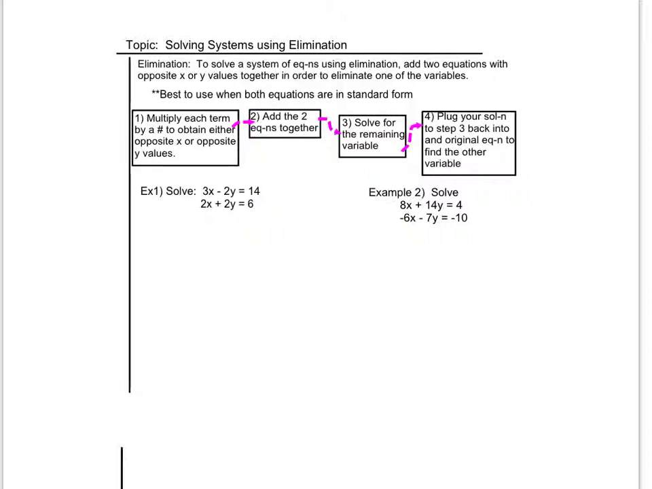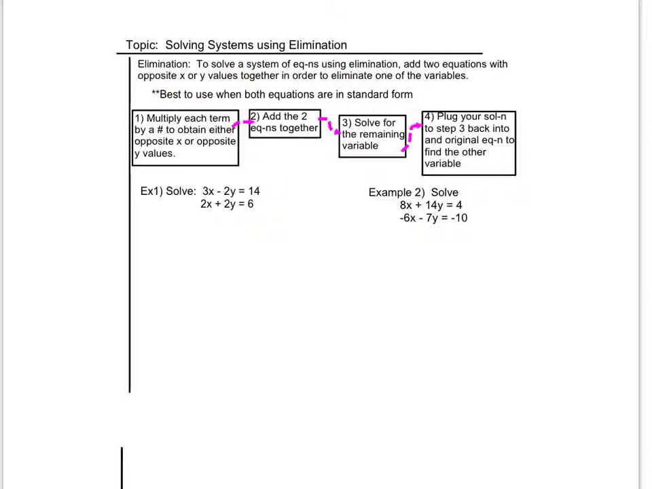So the next thing we're going to talk about is elimination. We are actually going to eliminate or get rid of one of our variables by adding our two equations together. Before we can add our two equations together, though, we're going to have to make sure we have opposites somewhere, and I'm going to talk a little bit more about what that means in a moment. First, I want to point out, how do I know to use elimination? It is usually going to be the easiest when both equations are in standard form.